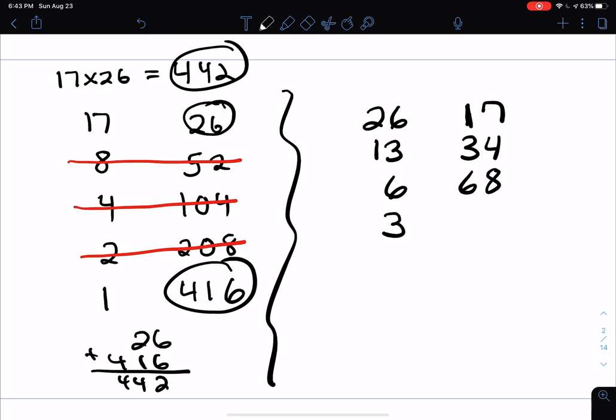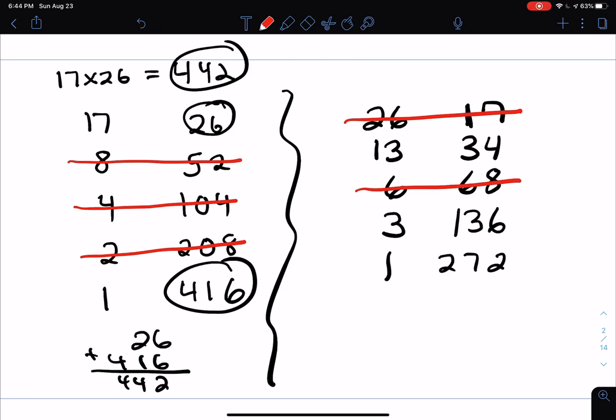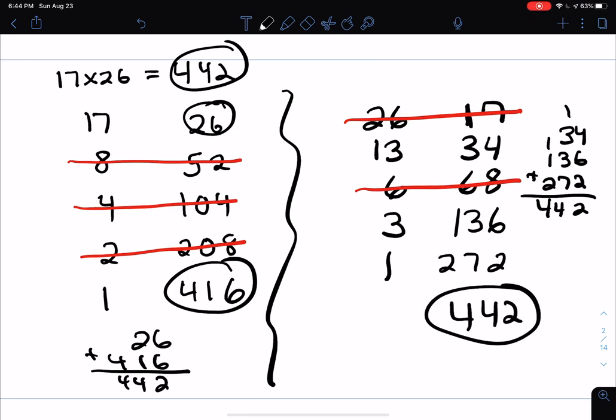Half of 6 is 3. Double 68 and get 136. Half of 3 is 1.5 or 1. Double 136, that's 272. All right, so we're down to 1. So let's cross out the left-hand side where we see even numbers. And then that leaves us with 34 plus 136 plus 272. And once again, we get 442 as our answer, because we wanted to add 34, 136, and 272 together.